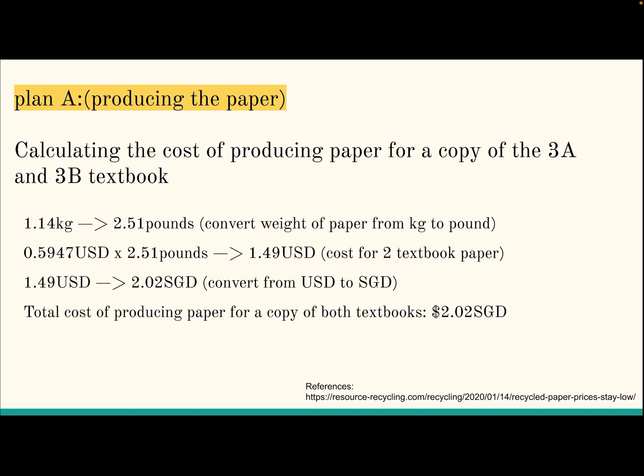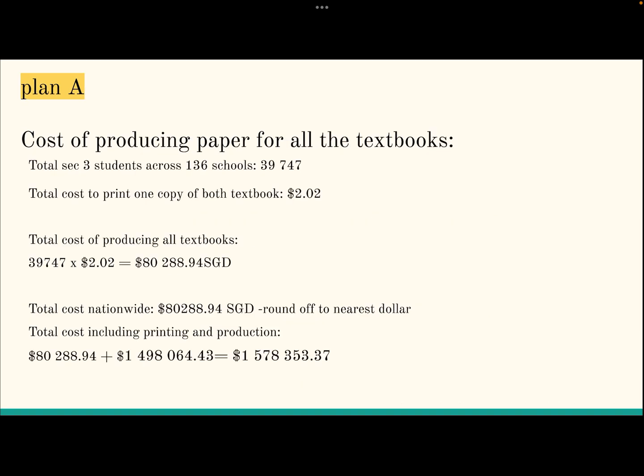So for Plan A, which is producing the paper, we are calculating the cost of producing paper for a copy of both textbooks. So we converted kg to pounds, and then we found the cost of 2 textbook papers, which came out to $1.49 in USD. And then we converted this value into SGD, and so the total cost of producing paper for a copy of both textbooks is $2.02 in SGD.